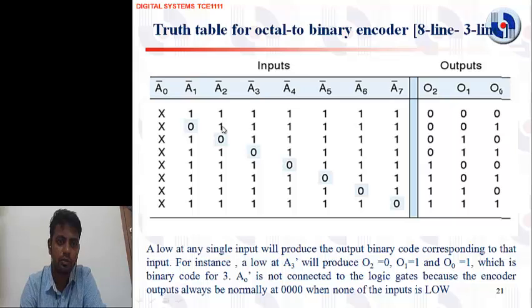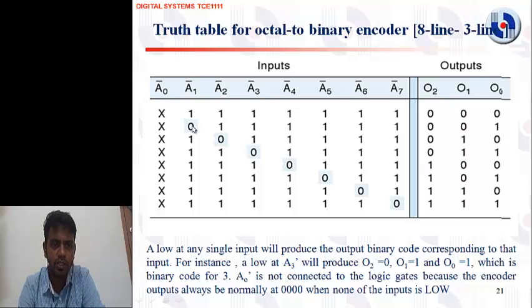This is the truth table. We can see A0, A1, A2, A3, A4 to A7. These are the inputs, and O2, O1, O0 are the outputs. We can see the first combination. If all inputs are high, then the output will be 0, 0, 0.